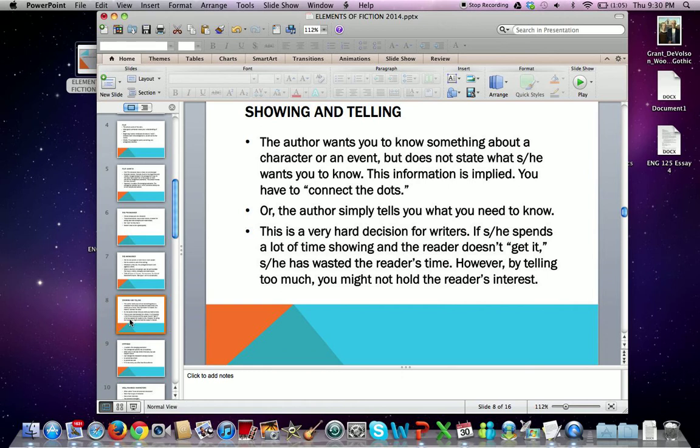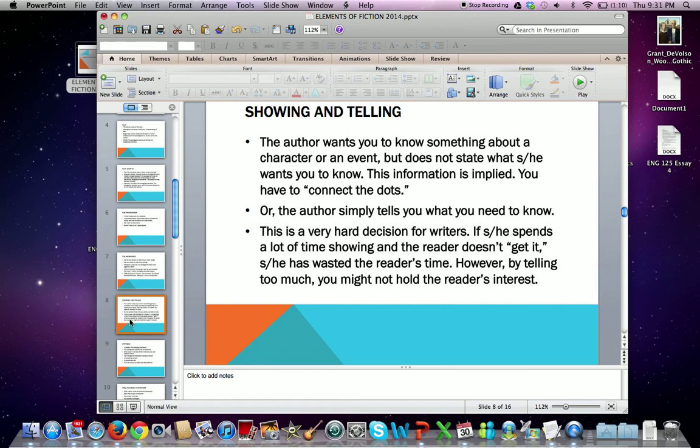Sometimes there's information presented in the story directly. So we know the main character's tie is blue because the author told us. We know another character is in love with his best friend's wife because the narrator told us. So that information is told to us.